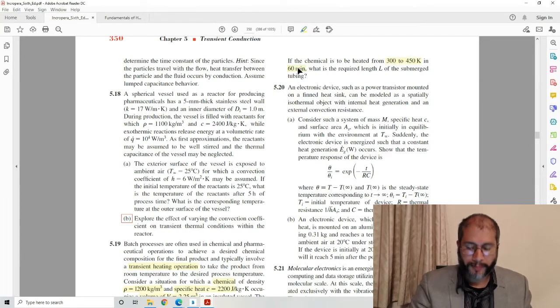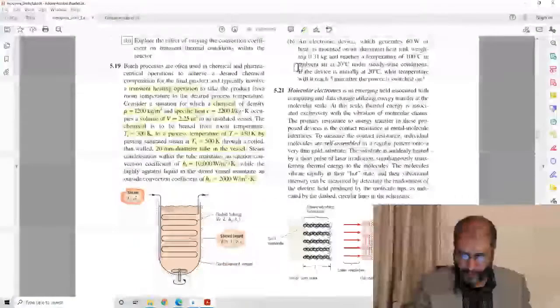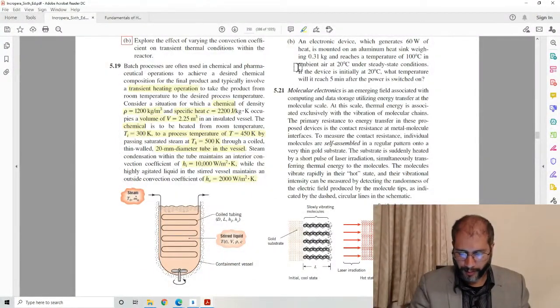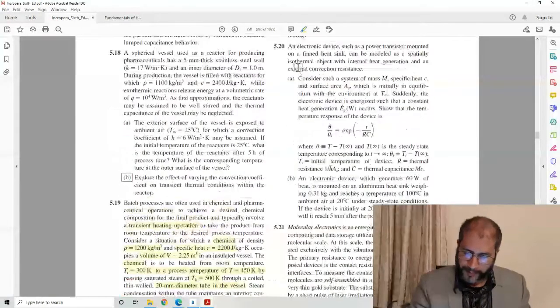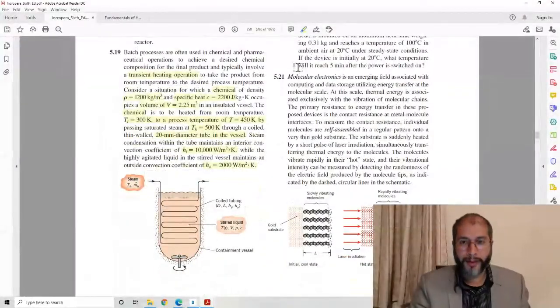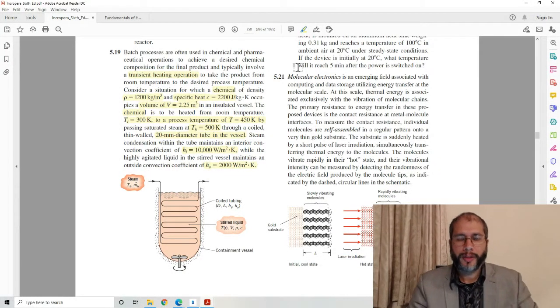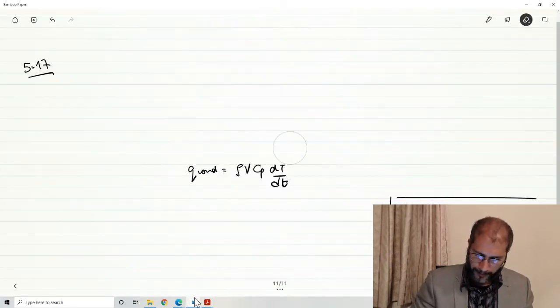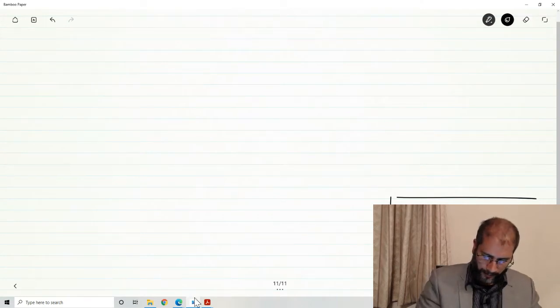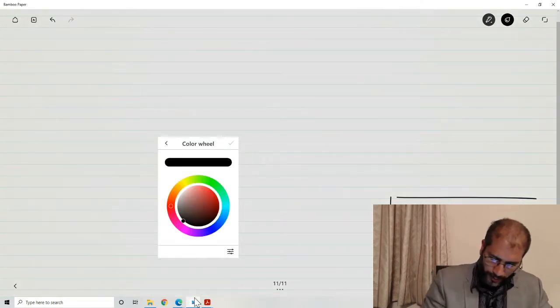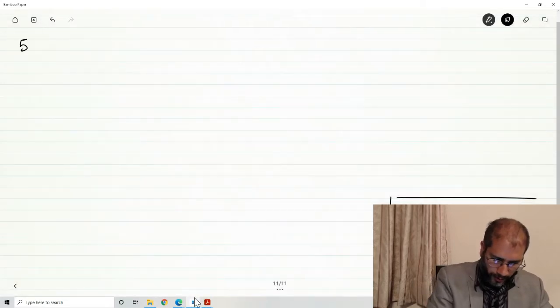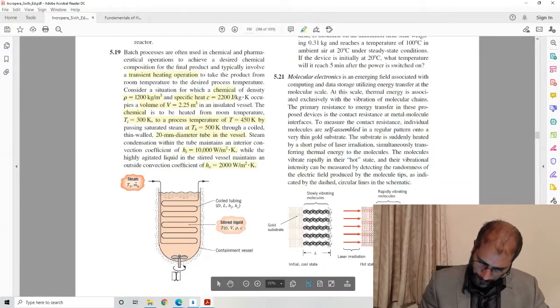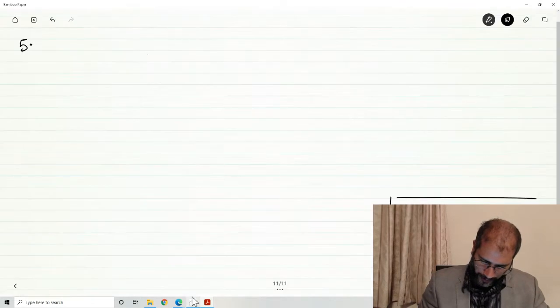So in this case, we are required to heat this chemical from 300 to 450 Kelvin in 60 minutes. So we have 1 hour to heat this whole chemical. Given the volume of the chemical and all the thermophysical properties of the chemical, we have to find the length of the tubing that is required to achieve this amount of energy transfer. So let's solve this problem. This is 5.19.